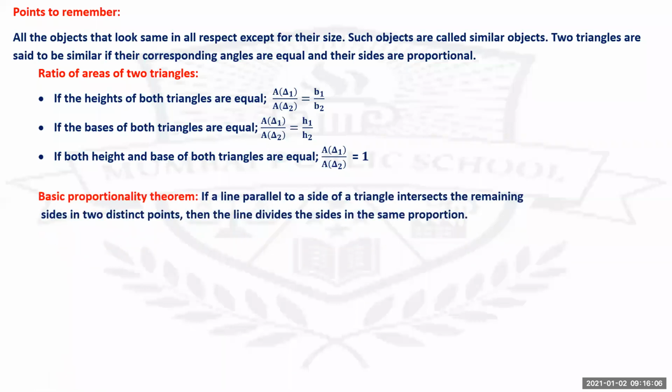Now the most important theorem, the basic proportionality theorem. The statement of this theorem is: if a line parallel to a side of a triangle intersects the remaining two sides in two distinct points, then the line divides the sides in the same proportion. This is the figure of this basic proportionality theorem.